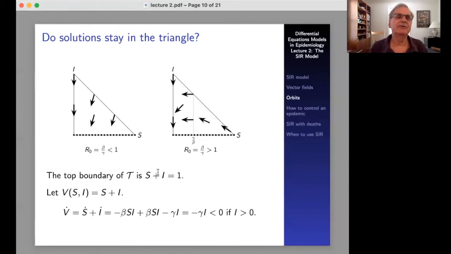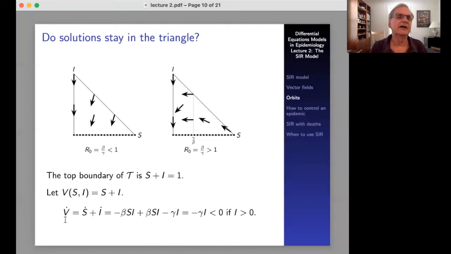The top boundary of the triangle is S plus I equals 1. Let's look at how the function S plus I changes along a solution. It's often useful to look at how a function changes along a solution of a differential equation. Because if S plus I decreases, that means you're moving into the triangle. If S plus I were to increase, you'd be moving out.